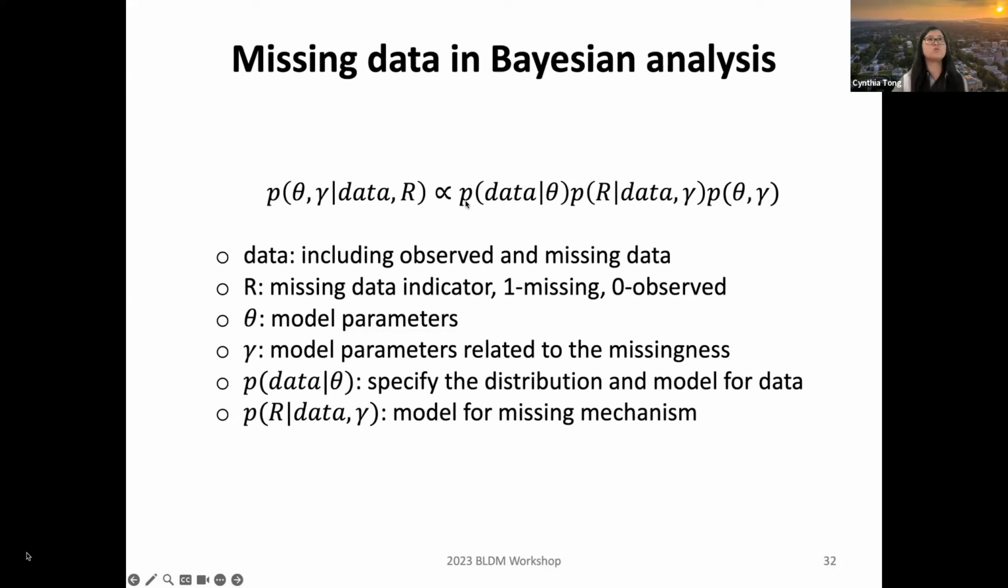It's proportional to the probability of data conditional on the model parameters. So that's basically the likelihood. And then times the probability of the missing data indicator conditional on data and the model parameters related to the missingness, like what can be used to explain the missingness. And then the probability of all the model parameters, that's the prior information.